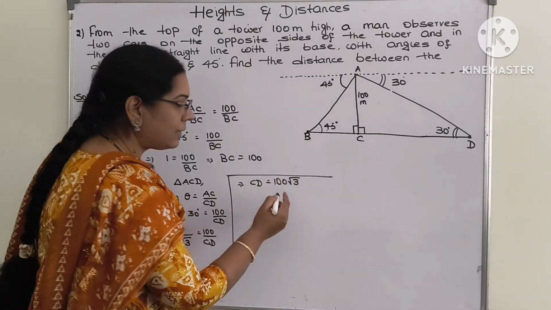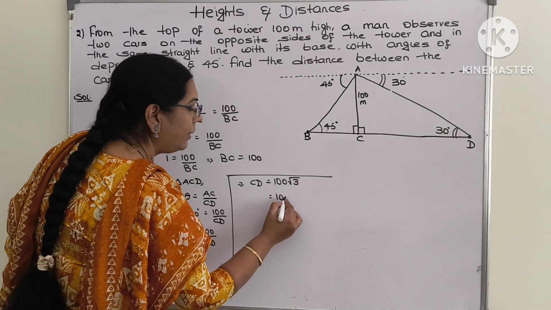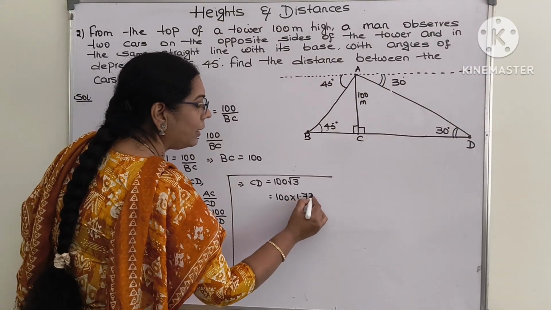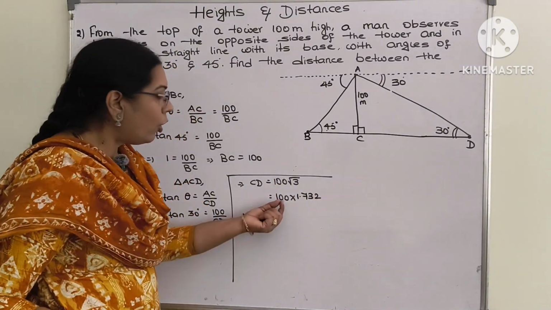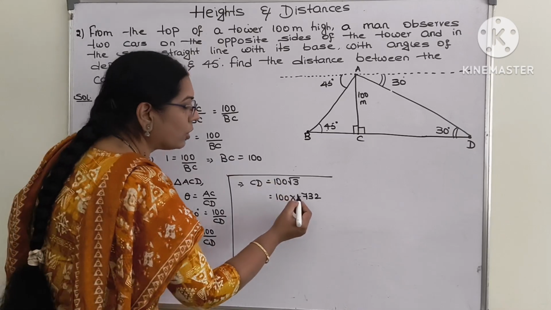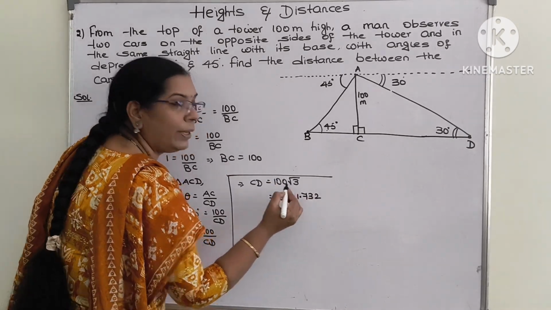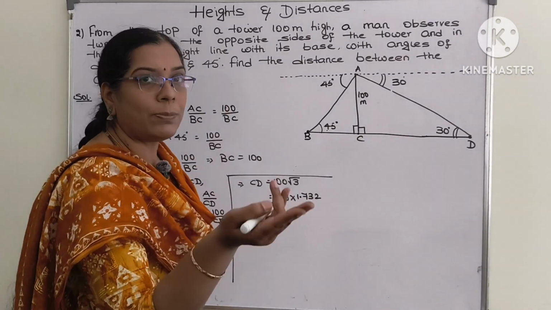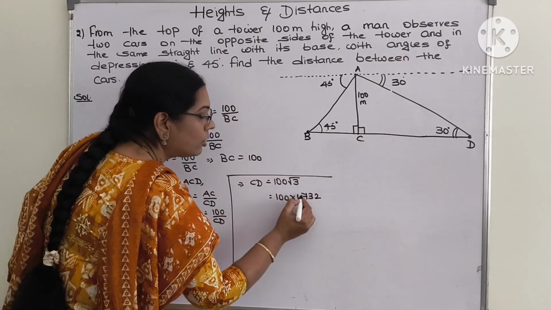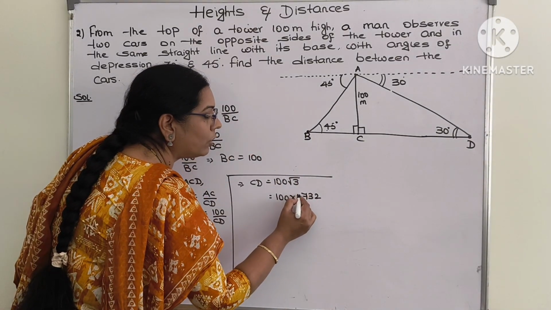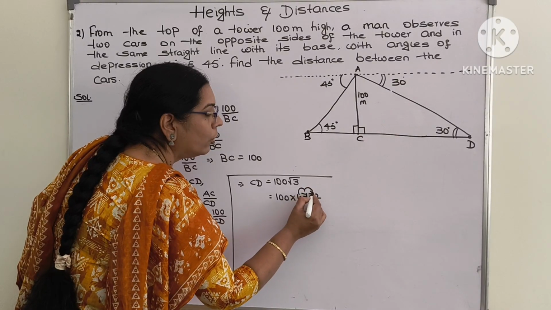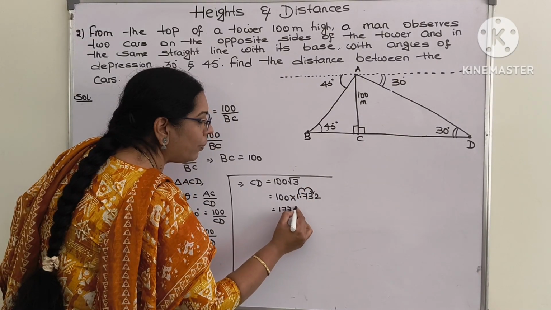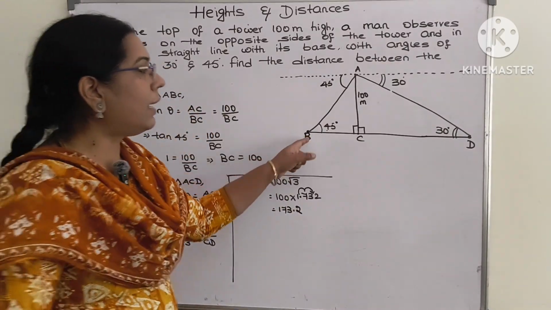Do not leave the answer. Simplify further. 100 into root 3 value is 1.732. Now see children, how many zeros are there? 2 zeros. So when you multiply, what will happen to the decimal? The decimal will go 2 steps to which side? To the right side. So the decimal will move 2 steps to the right side. 1, 2. So this would become 173.2.